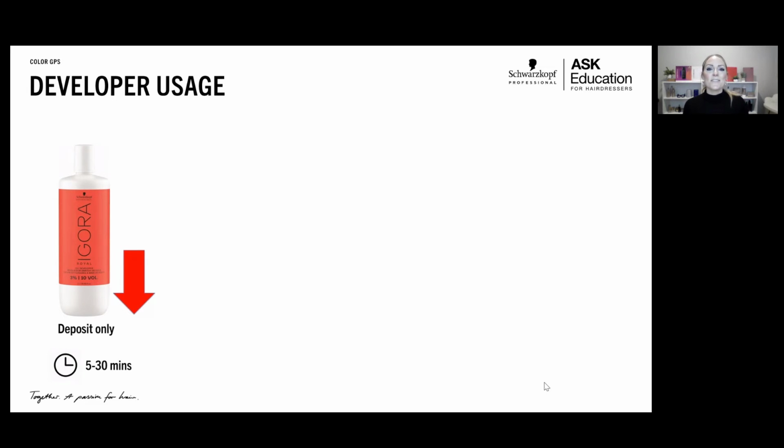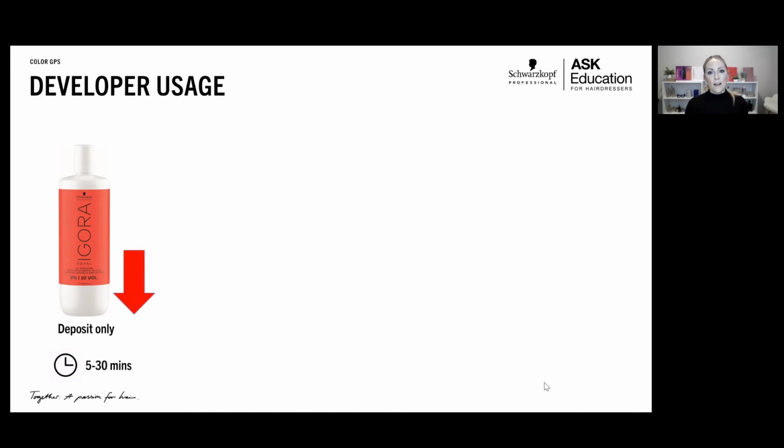So here we have our first developer, which is our 3% or 10 volume developer. This is Agora Royal, so this is really referring to permanent color here. Our 3% 10 volume is for deposit only. So this is our go-to developer strength if we're going darker or we're toning with permanent color. The processing time is anywhere from 5 to 30 minutes. That developer will release oxygen and develop pigments for that amount of time. Sometimes if we're toning pre-lightened hair, we might only process 5 or 10 minutes. So that's why we have from 5 to 30 minutes for the timing.